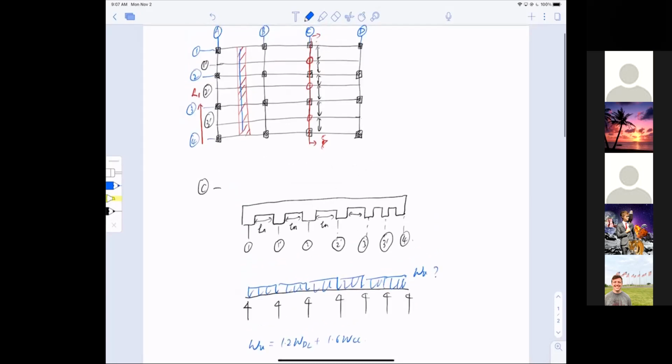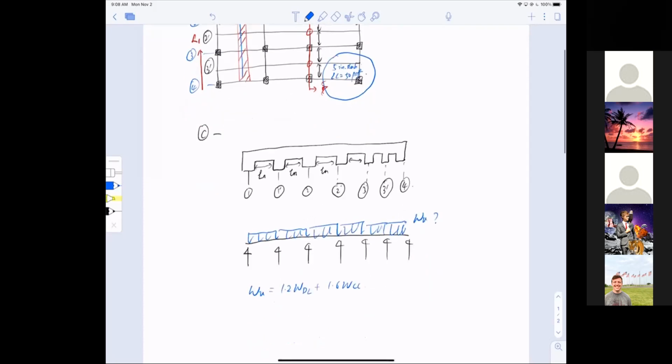Matter of fact, if you pay attention to your homework, right, on the right bottom corner here, there's a label that says 5-inch thick slab, and live load is 50 PSF, pounds per square foot. So we have to convert these numbers into omega dead load and omega live load.